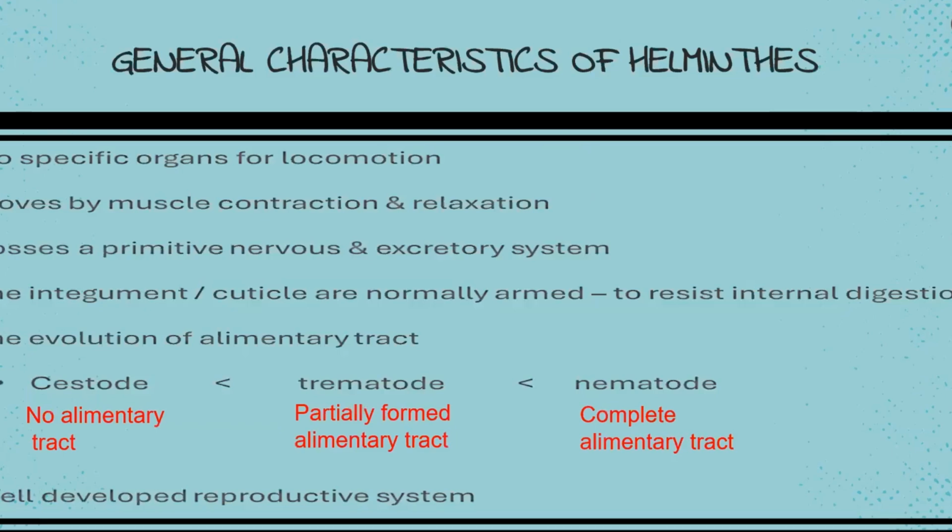General characteristics of helminths: there is no specific organ for locomotion, they move by muscle contraction, with reduction processes, a primitive nervous system and accessory system. The integument cuticle is armed to resist internal digestion, with the evolution of an alimentary tract. They develop a reproductive system. Okay, next.